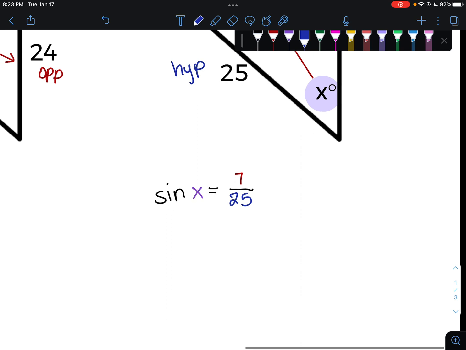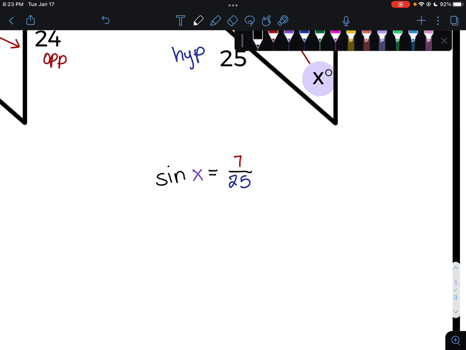So now, when we are solving for an angle, we use trig inverse. So we're going to use the inverse of sine with 7 over 25 on the inside. You only use sine inverse when you're solving for an angle. Okay, so sine inverse is to solve for an angle.